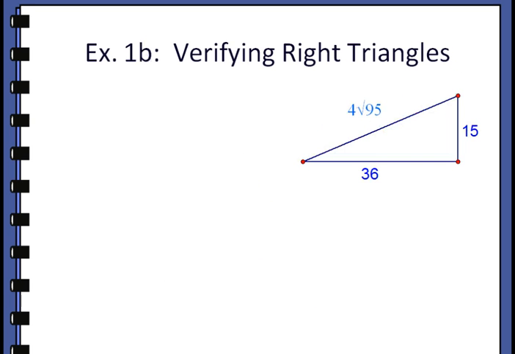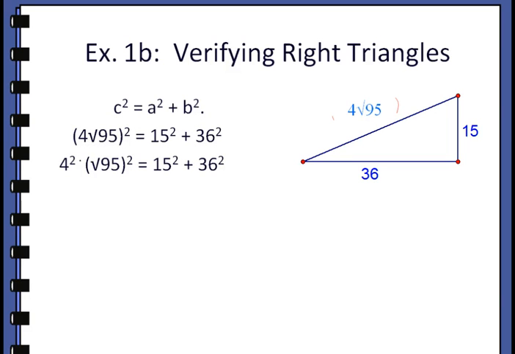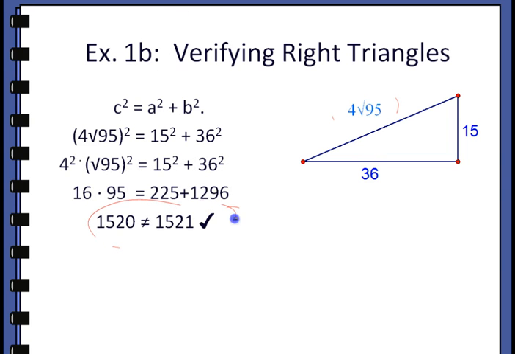All right, now let's look at the other one. You can see that this looks like the largest side. So we're going to test again to see if a squared plus b squared is equal to c squared. We're going to square all of the sides. And remember to be careful when you're squaring a number times a radical. We square the radical and we square the number. So this is going to become 16 times 95. Come on down. And then when you check it, you can see, although it's very close, close does not count. It must be exact. So this is not a right triangle.